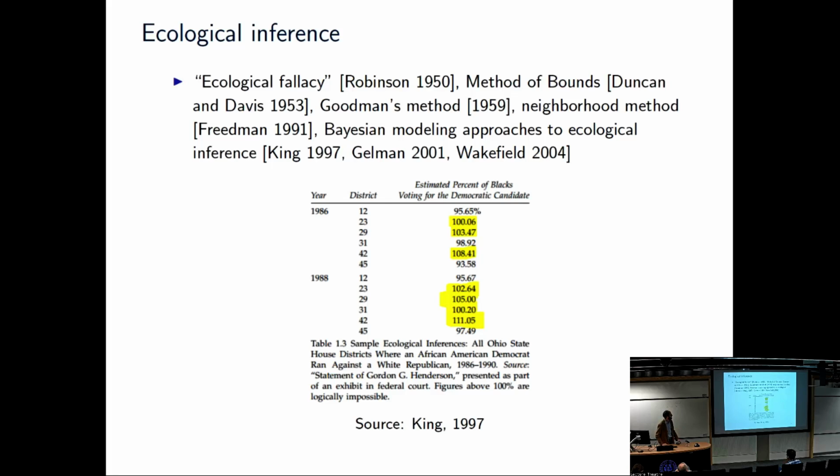Duncan and Davis gave the method of bounds, which I described. Goodman's method is a few years later. So when does logistic regression get invented? I think it's the 60s by Cox. And then there's some newer stuff.